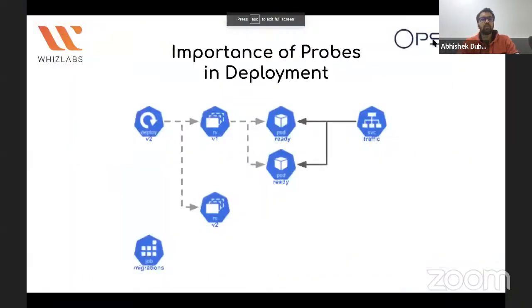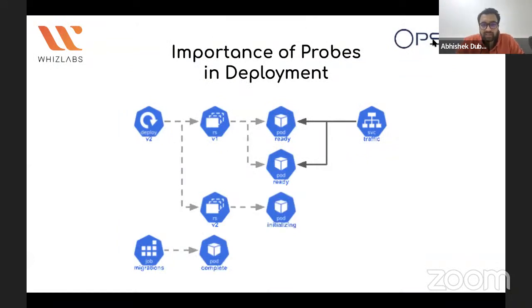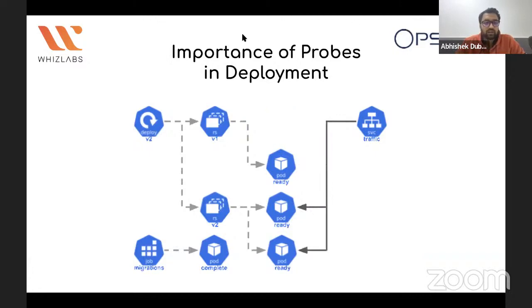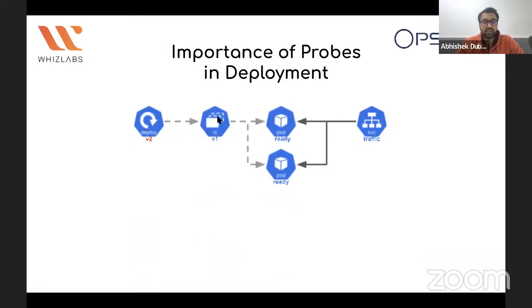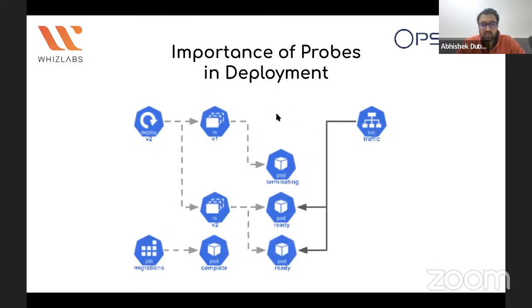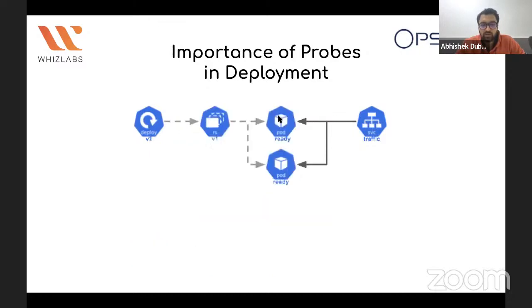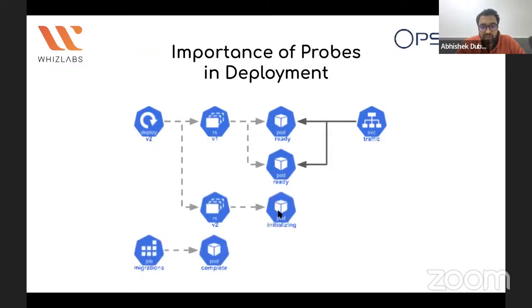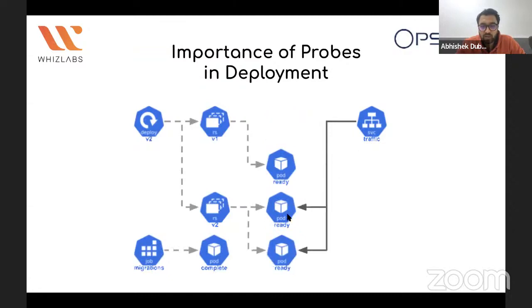Okay. Now we are going to talk about the importance of probes inside the deployment. Let's suppose this is a deployment inside Kubernetes and version 1 is running here. Inside version 1 I have 2 pods in the running state. Now in version 1, the traffic is being sent to these v1 pods. Now we have deployed a v2 version of code. Now it is in the initialization phase. In the initialization phase, only when it is ready is the traffic sent to it.